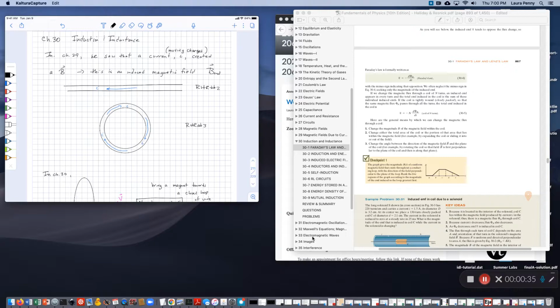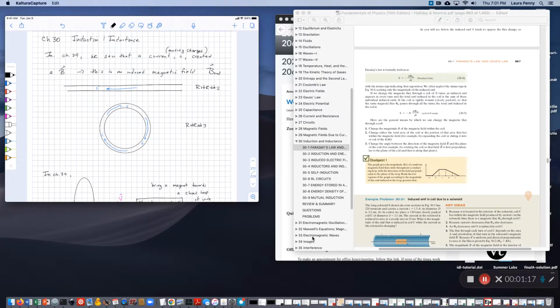Certainly for modern society, the stuff that we talk about in chapter 30 is essentially how almost all electrical power is produced in the world. The only situation where we don't use this type of system is solar power, which is a pretty small thing. But everything else, essentially, no matter what you do, nuclear, wind, anything, you use Faraday and Lenz's law to turn that into electrical power. So, chapter 30 is called Induction and Inductance.